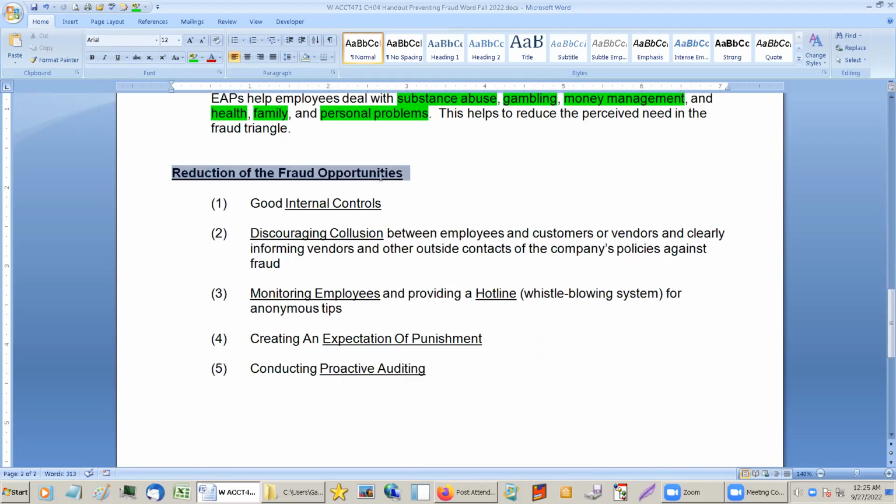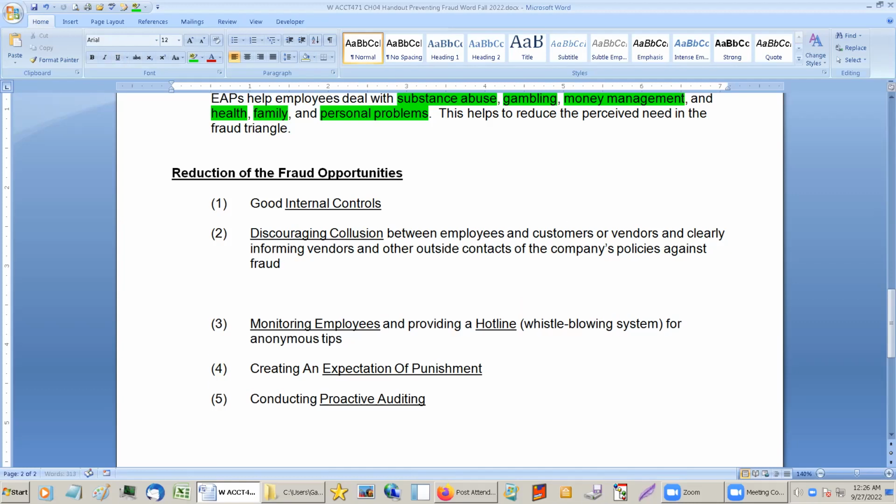Okay, reduction of the fraud opportunities. You can't prevent it, but there are some things that you can do to reduce it. Good internal controls, duh. Number two, discourage collusion. And collusion is when two or more people get together.